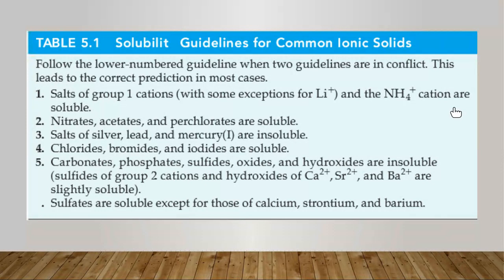Chlorides, bromides, and iodides are soluble, but those of silver, lead, and mercury are insoluble. And the fifth one: carbonates, phosphates, sulfides, oxides, and hydroxides are insoluble. But sulfides of group 2 cations and hydroxides of calcium, strontium, and barium are slightly soluble. Don't forget that these rules are very important to write reactions in aqueous solution. Sulfates are soluble except for those of calcium, strontium, and barium, which are insoluble. These rules are so important. Don't forget these rules.